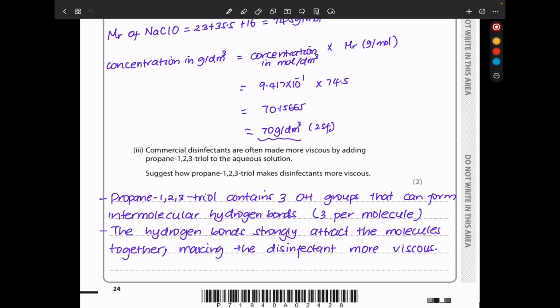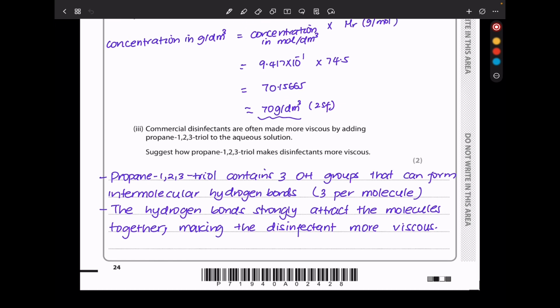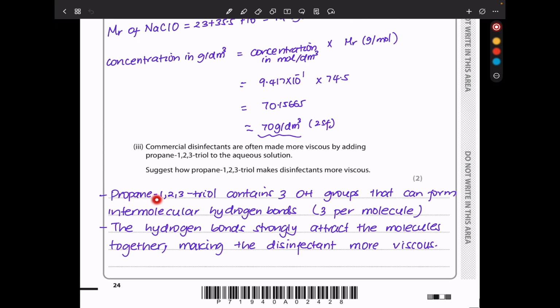Commercial disinfectants are often made more viscous by adding propane-1,2,3-triol to the aqueous solution. Suggest how propane-1,2,3-triol makes disinfectants more viscous. This contains 3 OH groups, meaning it can form a lot of intermolecular hydrogen bonds between the propane-1,2,3-triol molecules. So I said propane-1,2,3-triol contains 3 OH groups. This is per molecule that can form intermolecular hydrogen bonds. The hydrogen bonds strongly attract the molecules together, making the disinfectant more viscous.